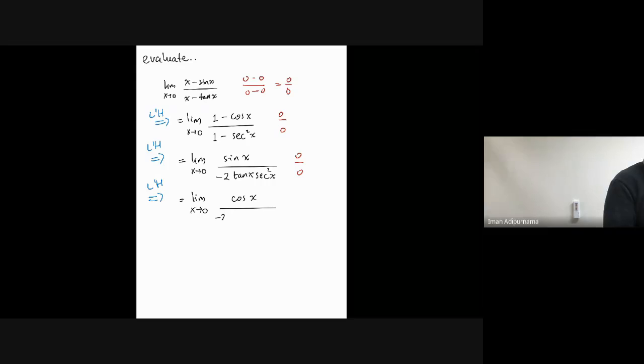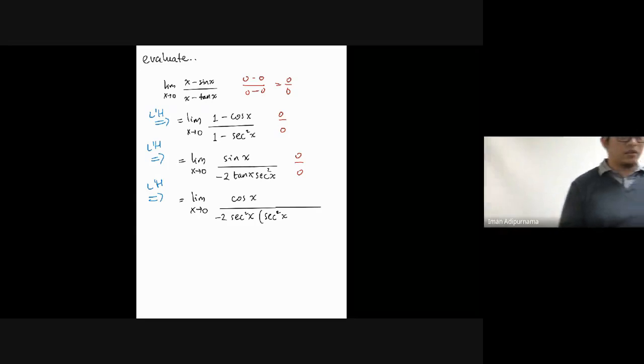It will be minus 2 secant squared x, and it should be secant squared x, plus 2 tangent. Is that correct?